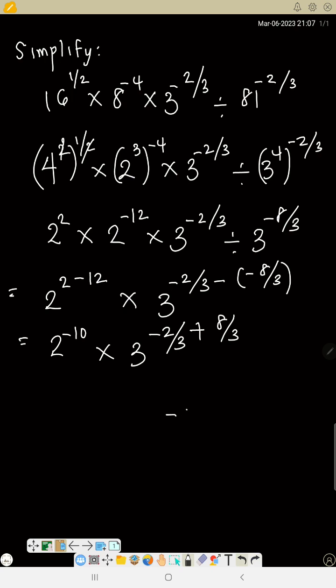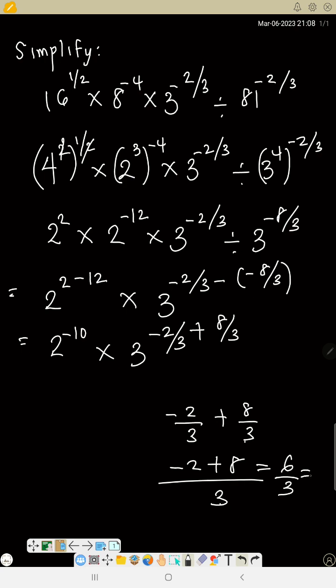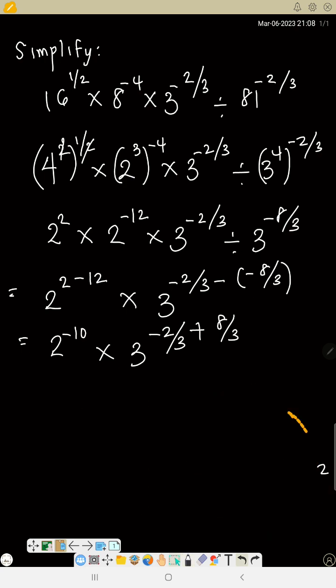So minus 2 over 3 plus 8 over 3. LCM is what? 3. 3 and 3, 1. 1 times 2, 2. Minus 2 plus 3 and 3, 1. 1 times 8, 8. So minus 2 plus 8 is 6. So I have 6 over 3, which is what? 2. So that means everything on that power is 2.